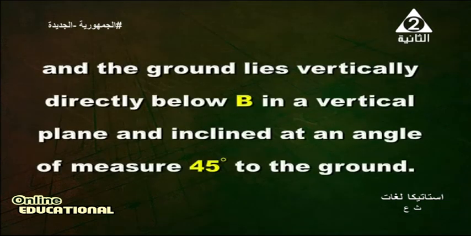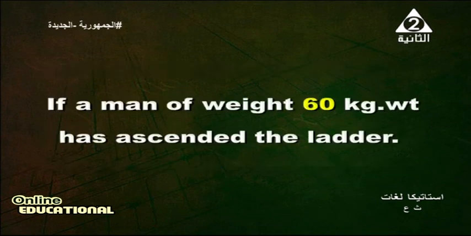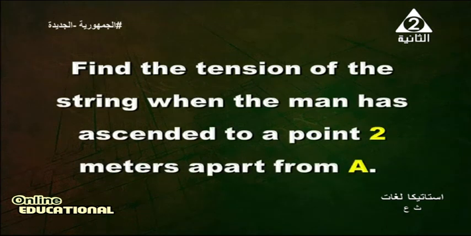And the ground lies vertically directly below B in a vertical plane and inclined at an angle of measure 45 to the ground. If a man of weight 60 kilogram weight has ascended the ladder, what's the tension of the string, or what's the value of T, when the man has ascended 2.2 meter from point A? Look at the solution.